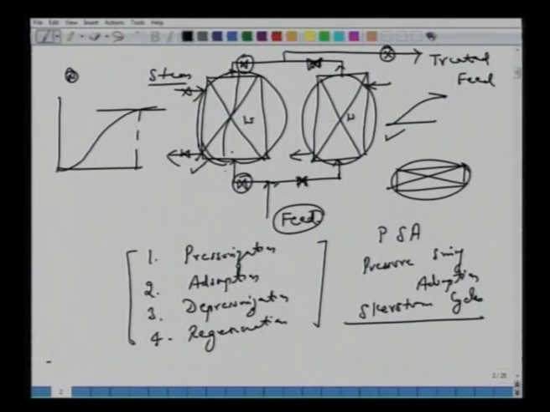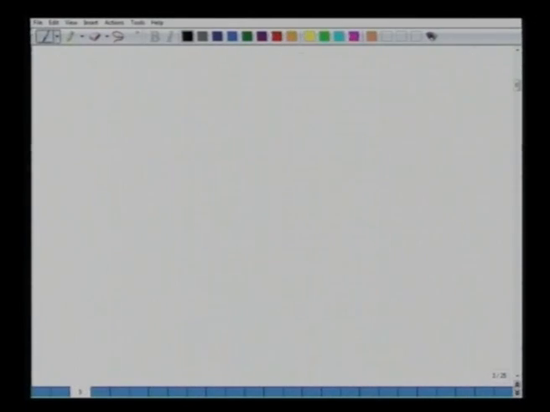So the way you will do it, you will have two beds, one bed in operation, the other bed getting regenerated. Alright, now we continue with this and get into the mechanism of adsorption. We would like to know what the different steps involved in adsorption are. There are two different types of adsorption: one is called physisorption and one is called chemisorption.